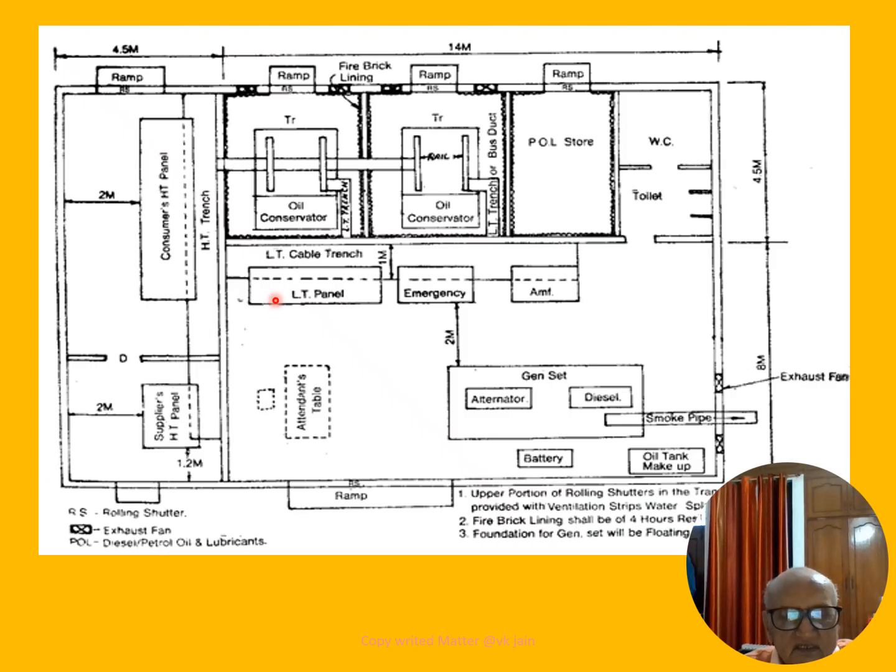So this is all ramps. Entry through ramps is provided with rolling shutters, and rolling shutters in the case of transformers and LT panels should have ventilation facility.